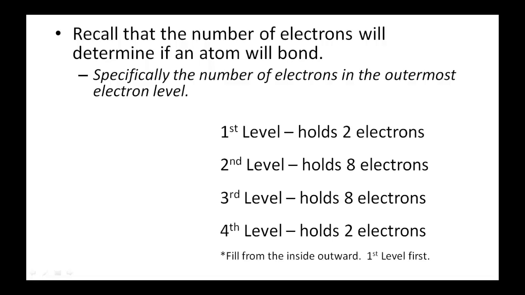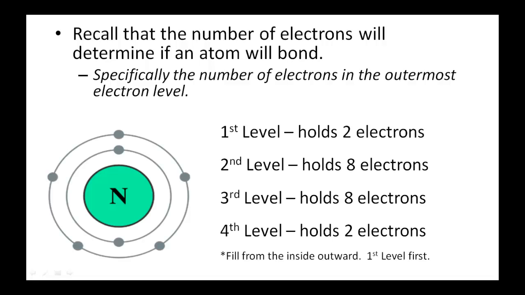The first level can hold 2 electrons, second level hold 8 electrons, third level hold 8 electrons, and the fourth level holds 2 electrons. So you determine the number of electrons, you assume it's a neutral atom, so it'll be the same as the protons, and then you work from the inside out. 2, 8, 8, 2. After that, you use a different scheme.